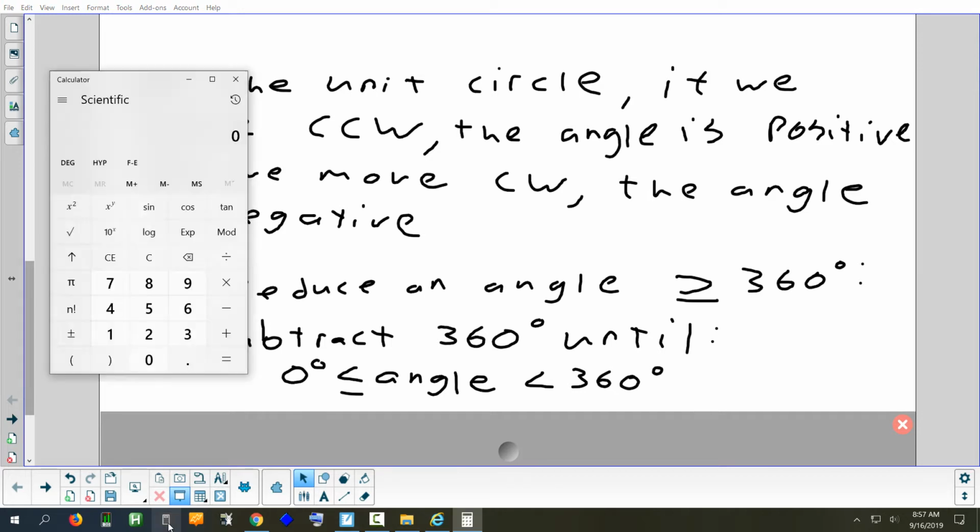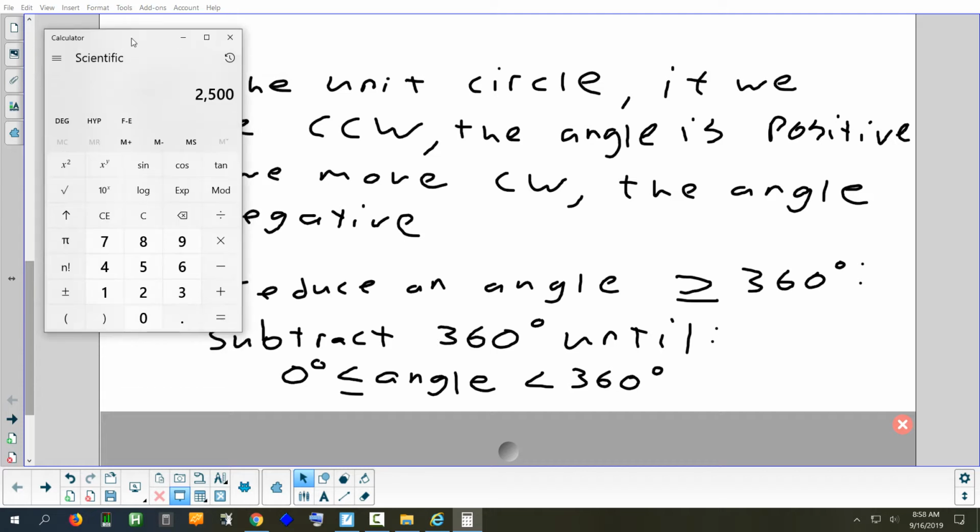All right, so let's say I was working with a 2,500 degree angle. Way too big. First thing I've got to do with unit circle trig is figure out the coordinate for 2,500 degrees. That's a really hard number to think about. Make it smaller. Still too big. Make it smaller again. Keep going until you get an angle that's more manageable. Okay, 340 degrees, that I can kind of visualize.